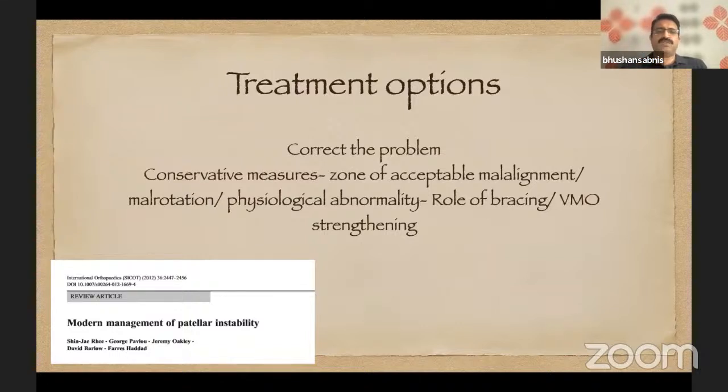Now, there are a lot of things which have been discussed about treatment options. The key thing here is to correct the problem. So find the problem and correct the problem. There is, of course, a zone of acceptable malalignment, which can be accepted, and not every patient will need a derotation osteotomy. But it's important to have a formal algorithm in your mind. And this is a very good paper, if anyone is interested, from Faris Haddad about the algorithm of management of patellar instability.